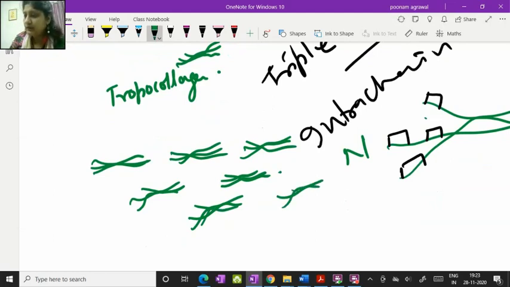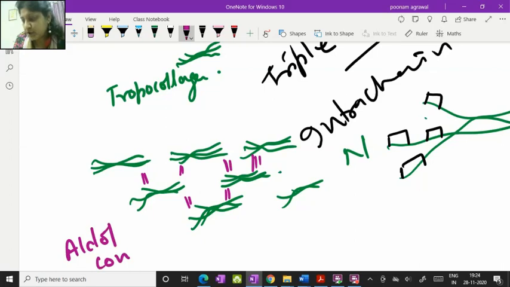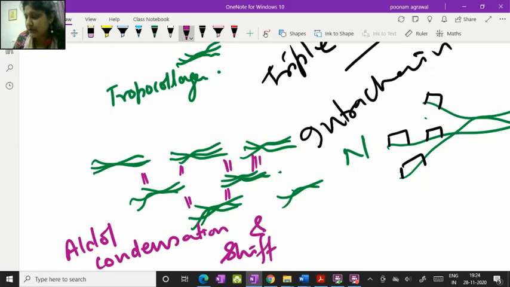favored by the interaction between these tropocollagens in this fashion, which we call aldol condensation and Schiff base linkages. So aldol condensation and Schiff base linkages are the force behind this kind of staggered arrangement of the collagen fibril, which is giving the tensile strength to the collagen.